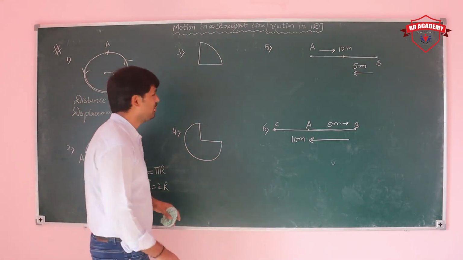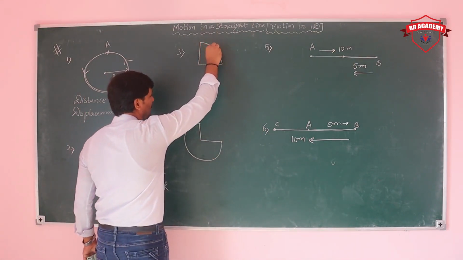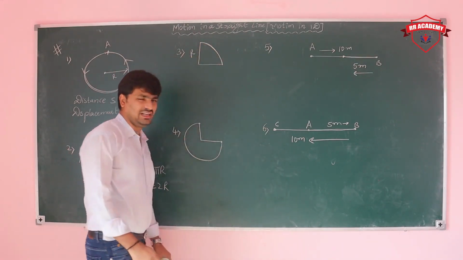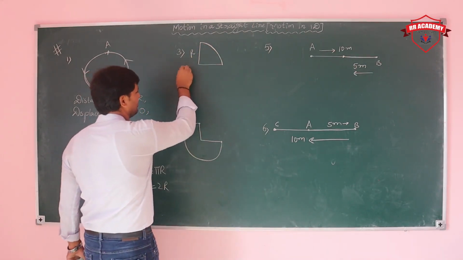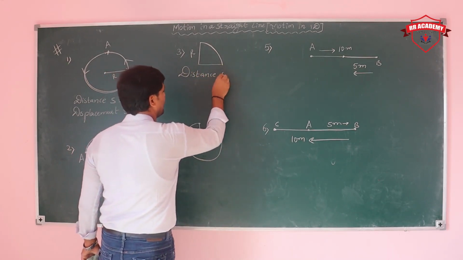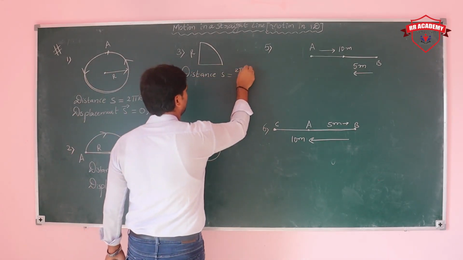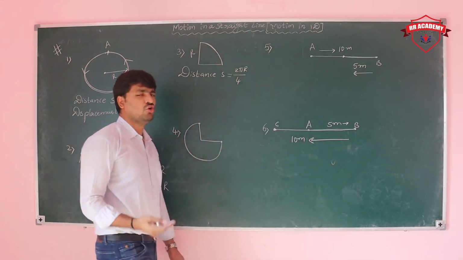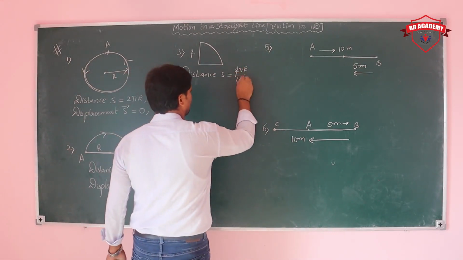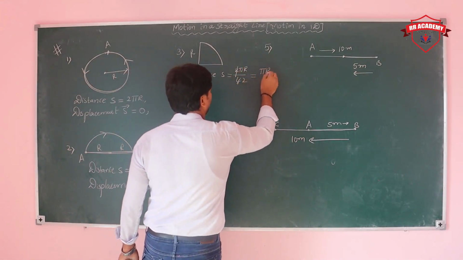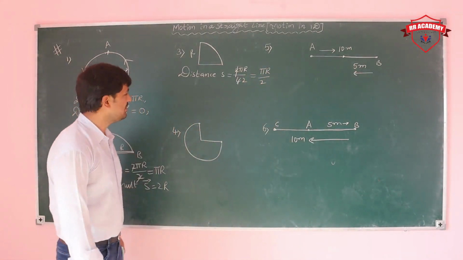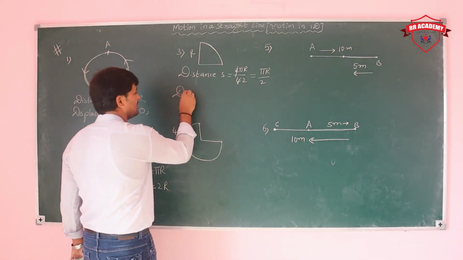Let's move to one more. Here the particle traveled 1/4 of the circumference. The radius is r only. Then what is the distance here? The distance is simply s equal to 2 pi r by 4, because it is 1/4 of the circumference of the circle. So what will the answer be? Pi r by 2 is the distance. Then what about the displacement?